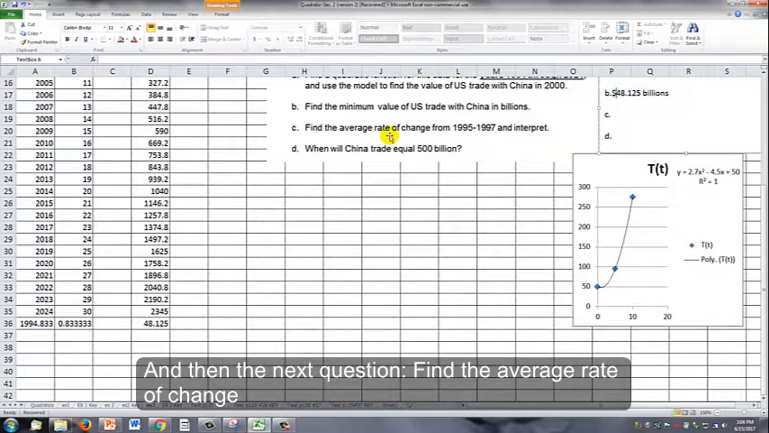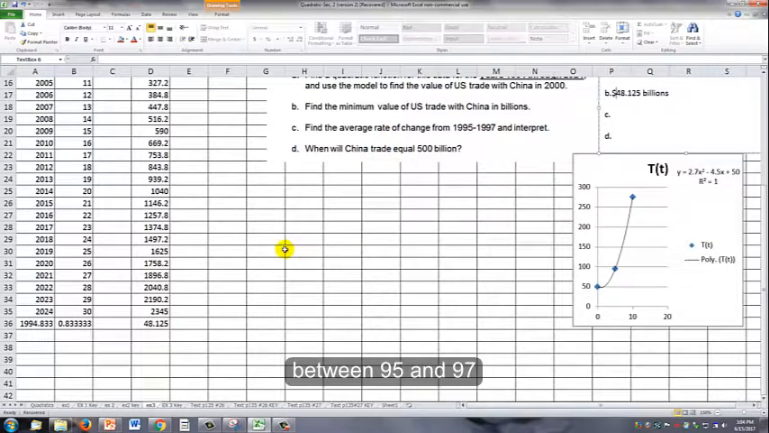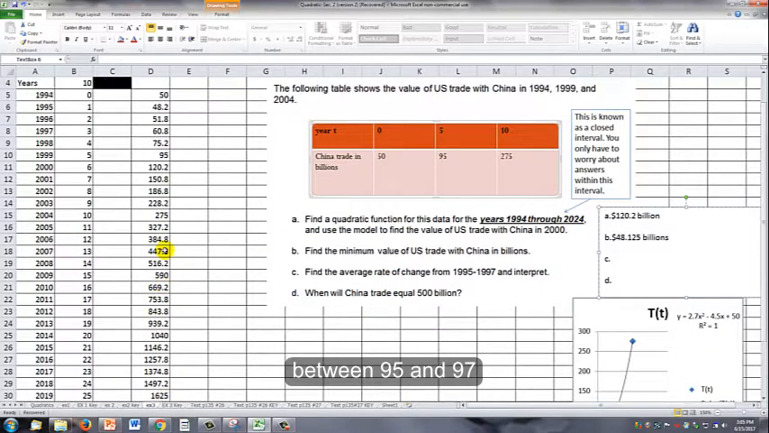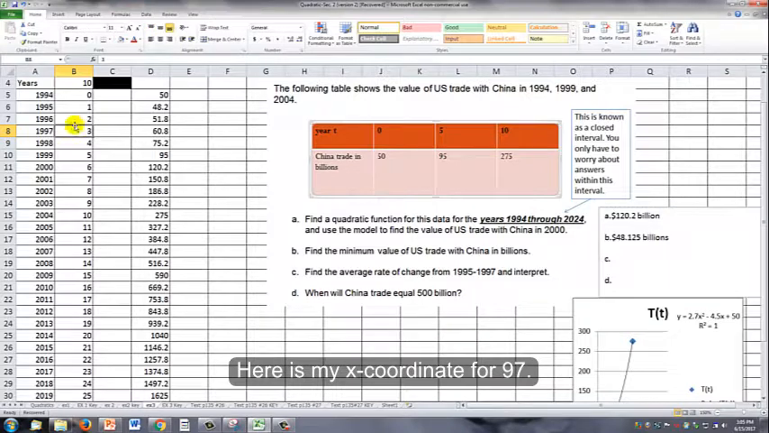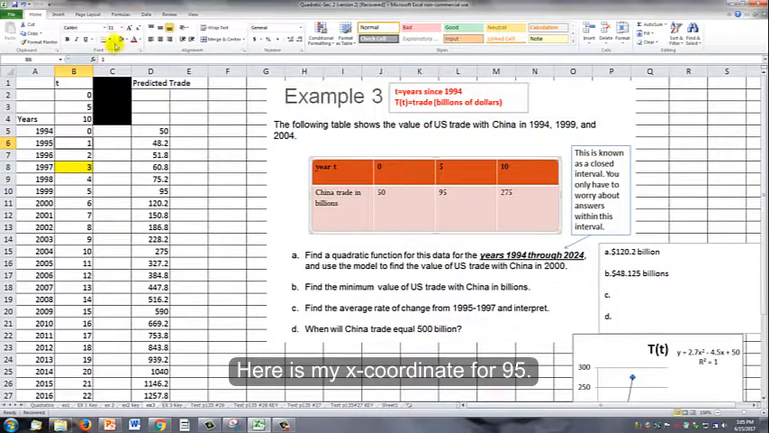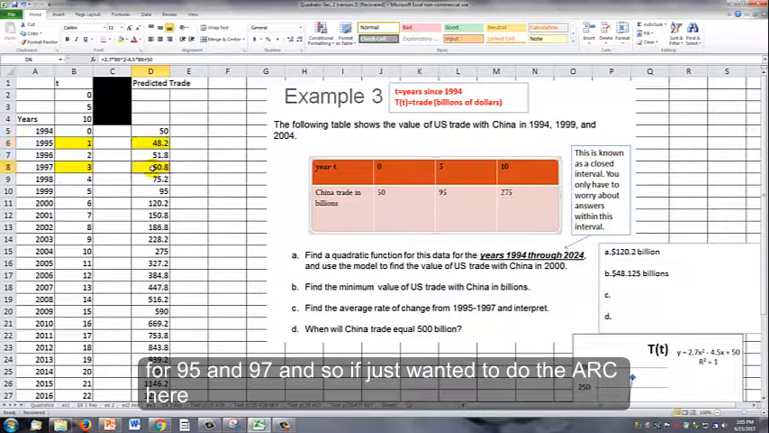And then the next question, find the average rate of change between 95 and 97. So here is my x coordinate for 97. Here is my x coordinate for 95. Here is my y coordinate for 95 and 97.